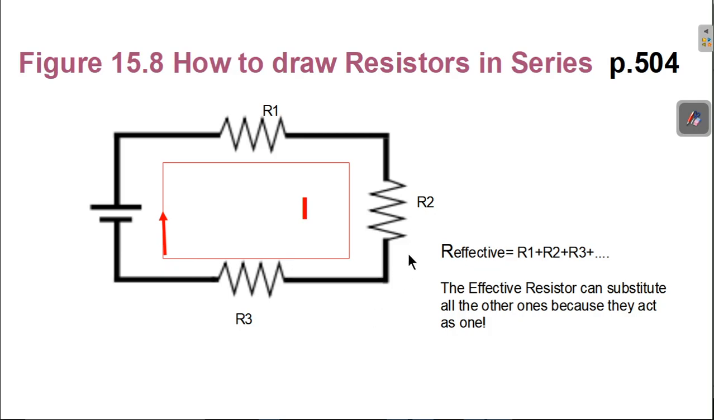Add them up. Whatever they give you in ohms for each one of them, add them up and you're going to have your effective resistance. And you're going to be doing that, okay? You will be doing that.